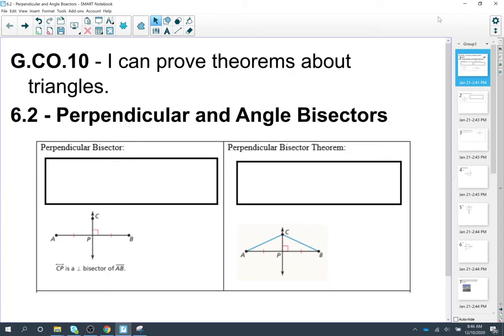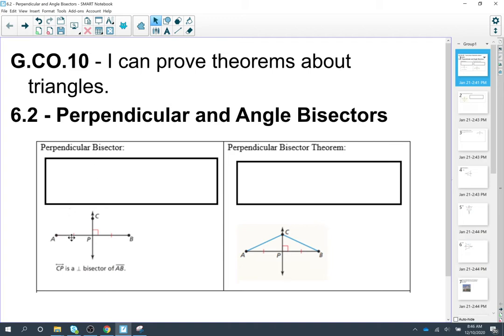6.2, perpendicular and angle bisectors. Now, first of all, a perpendicular bisector. If we take a look at the picture here before I show you the definition, perpendicular means 90-degree angle. Bisector means to bisect, or cut in half.